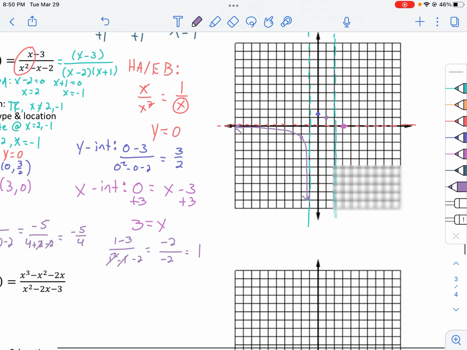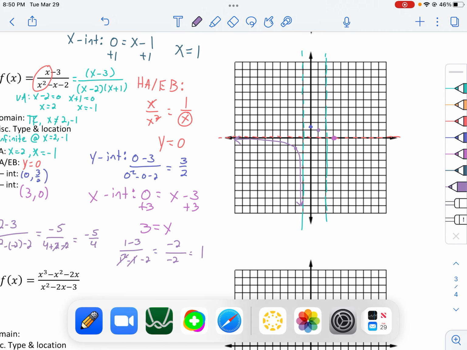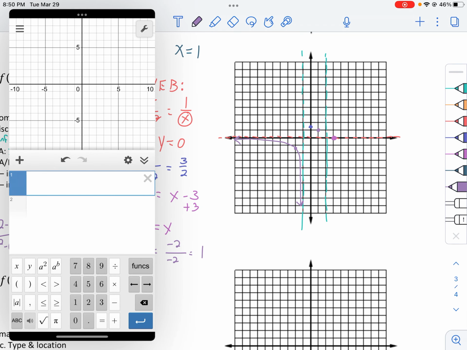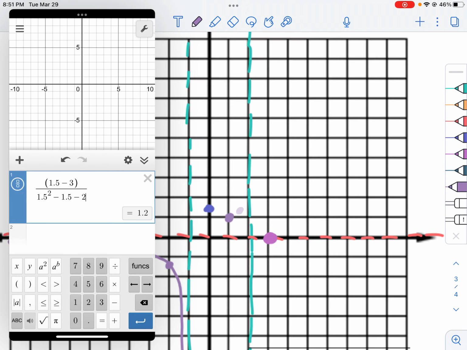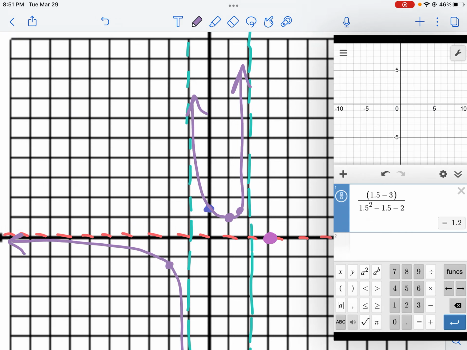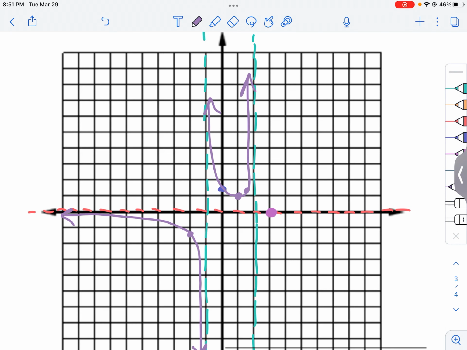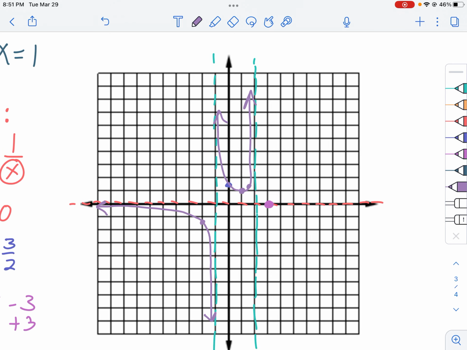But that's going to give us a decimal, so let's just plug this one into our calculator. If we want 1.5, it'd be 1.5 minus 3 divided by 1.5 squared minus 1.5 minus 2. So it gives us 1.2. As you can see, we went 1.5, and it actually gave us 1.2, which tells us this is one of the weirder looking graphs that comes back up, even though it goes down. So there's that middle section, which is why it's super important to always graph at least 3 points in the middle sections of those graphs.